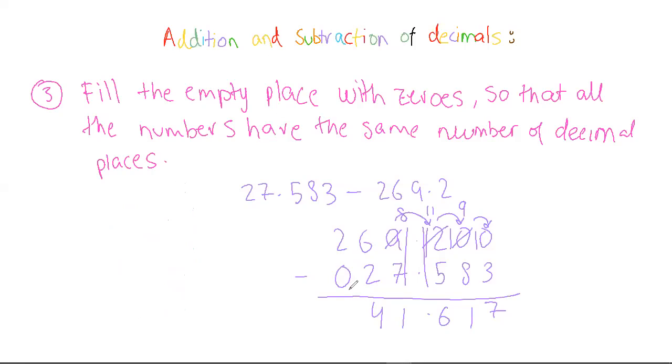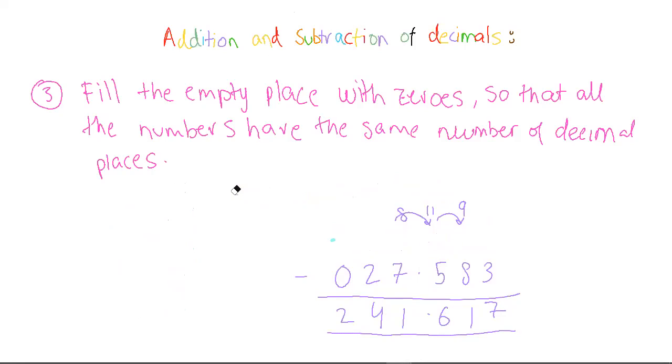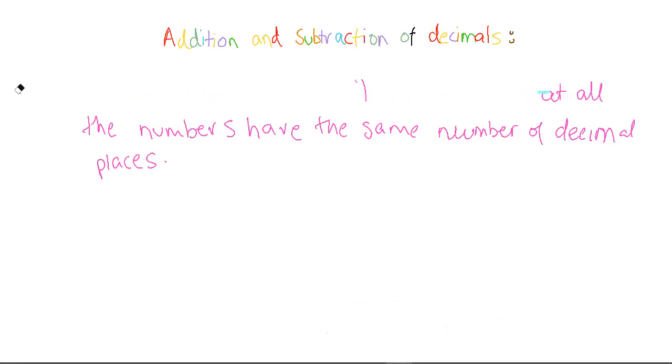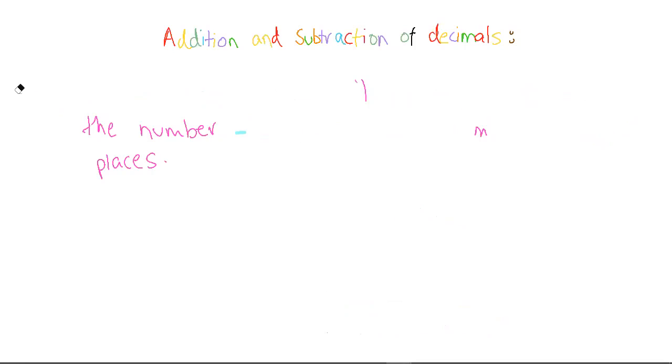So 2 minus 0 is 2. So the final answer is 241.617. Now let's do more examples so that you have ease of logic and you have learned everything you needed to learn in this video, so that you have a better understanding of what you have learned today in this video, and you find no difficulty in understanding the subject, addition and subtraction of decimals.